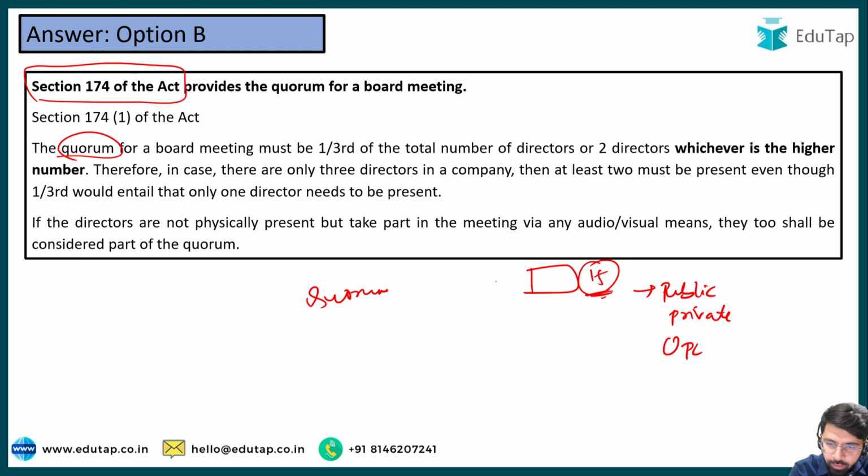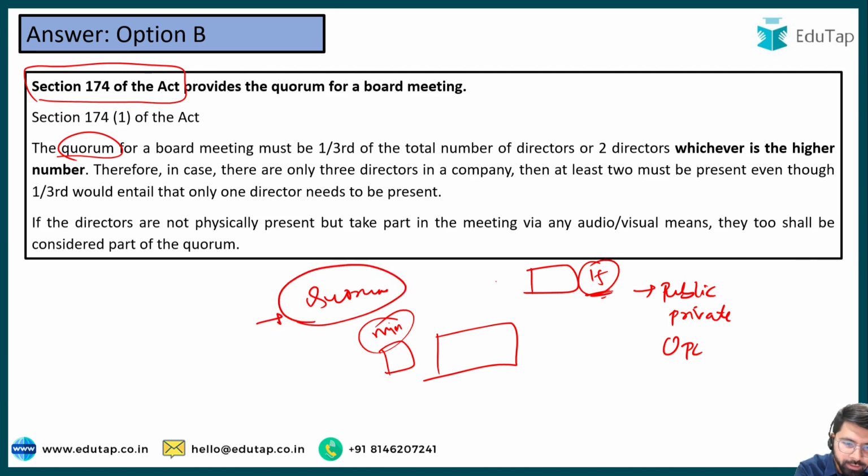See, in order for the board of directors to assemble together and start a discussion on anything, there needs to be a minimum number of directors present so that the discussion can proceed ahead on any topic. So that minimum number of directors who must be present is known as quorum. I hope that you are clear with that term. So quorum for a board meeting must be 1/3 of the total number or 2 directors.